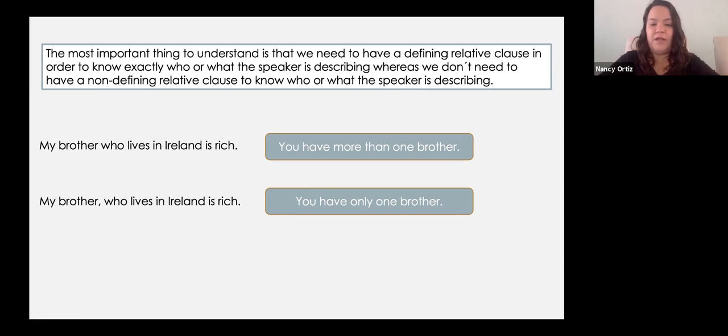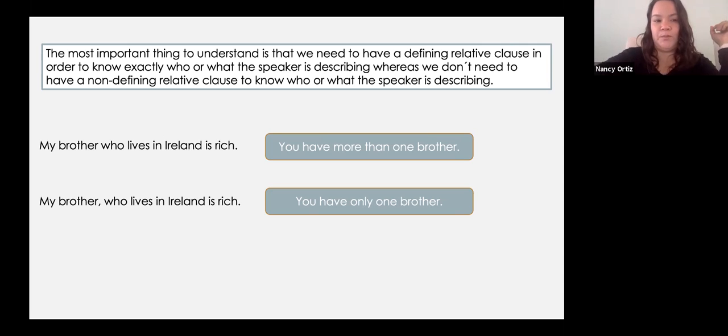Alma, can you please read the first example and Vera the second? Yes, it says, my brother who lives in Ireland is rich. You have more than one brother. Exactly, if I say my brother who lives in Ireland is rich, it is implicit that I have more than one brother because I'm saying the one who lives in Ireland, okay? Meaning I have more than one.